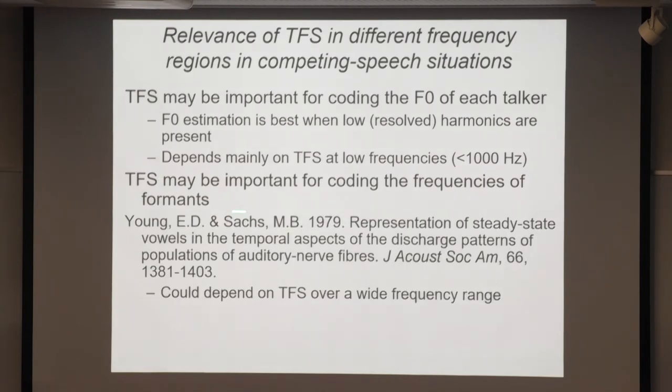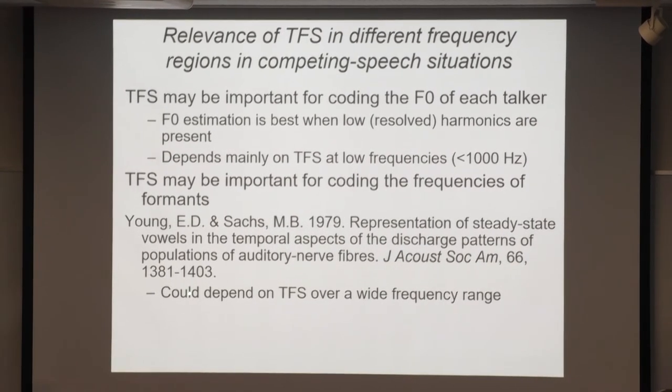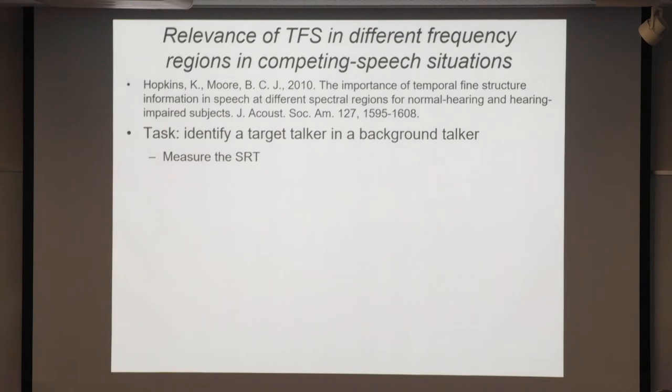But temporal fine structure may also be important for coding the frequencies of formants. And I've cited here a classic study of Young and Sachs, who showed that in terms of their representation in the auditory nerve, the spectra of vowels were not well represented at high sound levels because of neural saturation effects, but a representation in terms of the temporal fine structure, in terms of phase locking to the formant frequencies, was robust over a wide frequency range and a wide range of sound levels. So temporal fine structure, in principle, could be important over a wide frequency range.